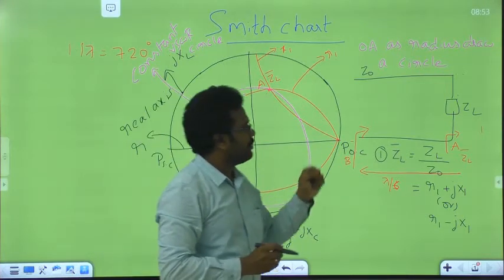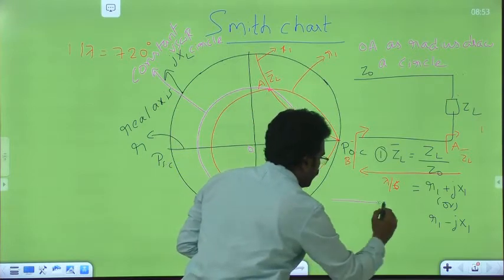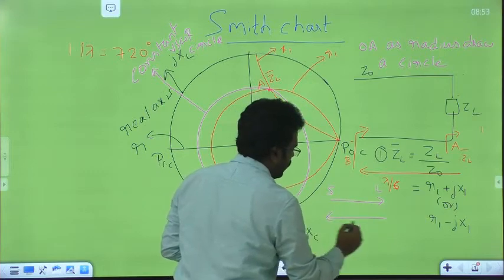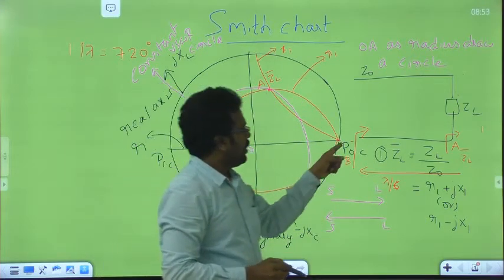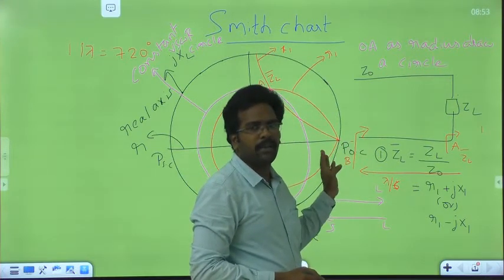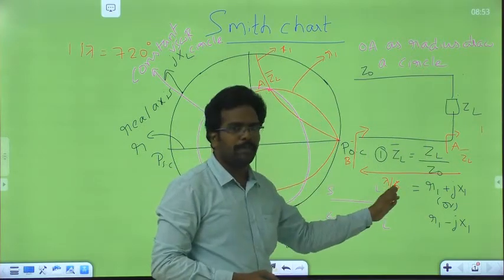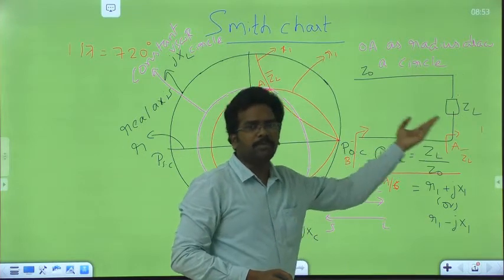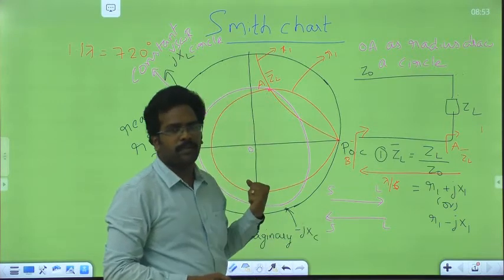Now there are two cases. Either I can move from source to load or I can move from load to source. So two cases are possible. If I want to know the impedance at the A point, I have to move from source to load. Here in this case, I know the load impedance, but I want to find out the input impedance. So in that case, you have to go from load to source.